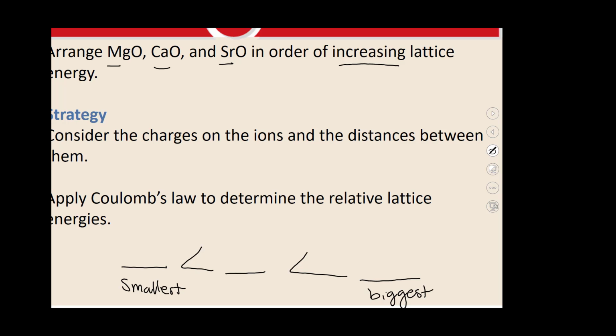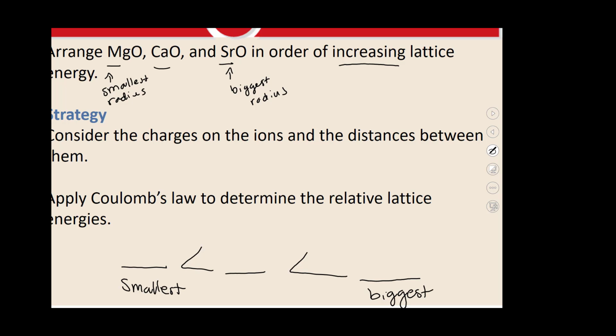Biggest radius, not biggest lattice energy. Yeah, you jumped ahead. Strontium has the biggest radius because it is the, good, it has the most shells. So magnesium has the smallest radius. And then calcium is right in the middle.